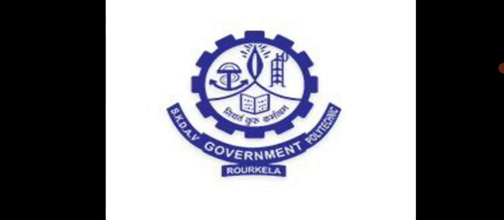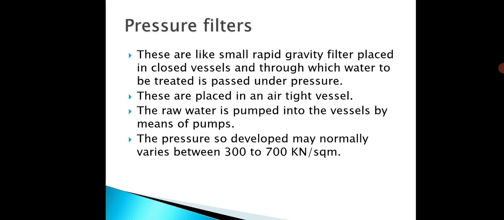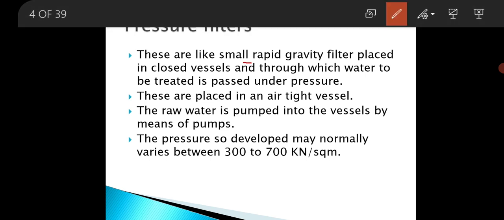In the last class we have discussed about the working and cleaning operation of rapid gravity filters, and today we will discuss about the next type of filter, that is pressure filters. So these filters are just like your small rapid gravity filter which is placed in a closed vessel and through which water to be treated is passed under pressure. And these filters are located in an airtight vessel.